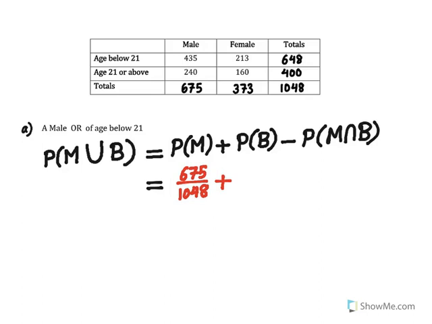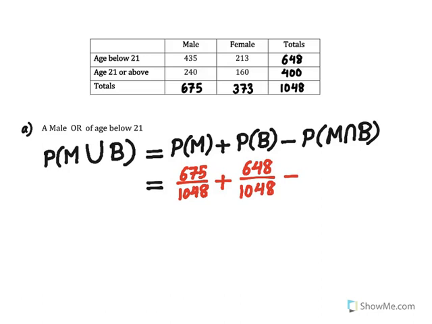So how many do we have whose age is below 21? The total is 648. Out of how many people? Out of 1,048. So you would put here 648 divided by 1048 total, minus, and now we look at the last one, probability of male and age below 21.